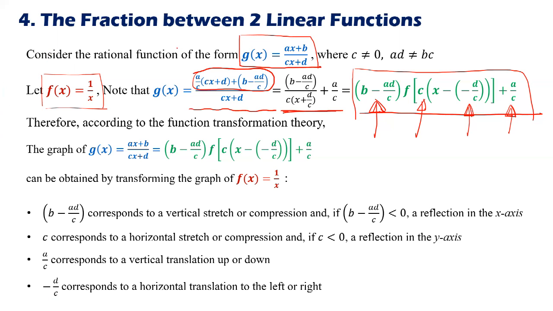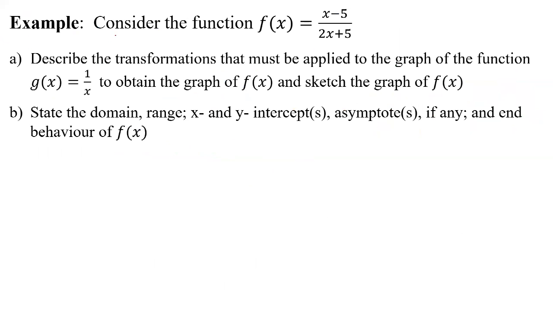Now let's have a look at a concrete example to illustrate the concept we have learned in the previous slide. So now let's consider the function f(x) equals (x minus 5) over (2x plus 5). This is a ratio between two linear functions, right? First of all, describe the transformations that must be applied to the graph of the function g(x) equals 1 over x to obtain the graph of f(x), and sketch the graph of f(x). Then state the domain, range, x and y intercepts, asymptotes, if any, and the end behavior of f(x).